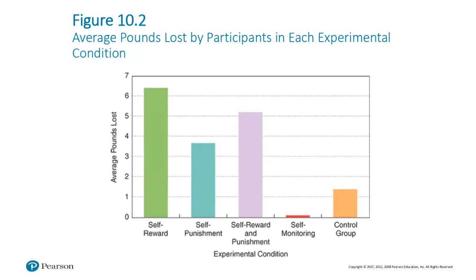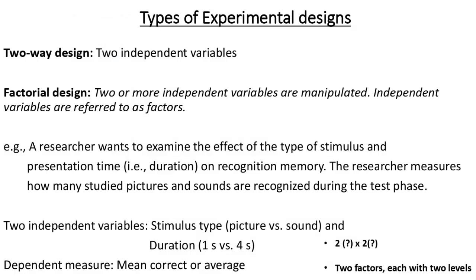And what about multiple conditions per the factor itself? So you can see here, average pounds lost by participants in each experimental condition. So you have your operational definition, average pounds lost by participants on the y-axis. And these are the levels of the experimental condition. So it could be self-reward, self-punishment, self-reward and punishment, self-monitoring, and control group. So here you have more than 2 levels of the independent variable. And two-way design.